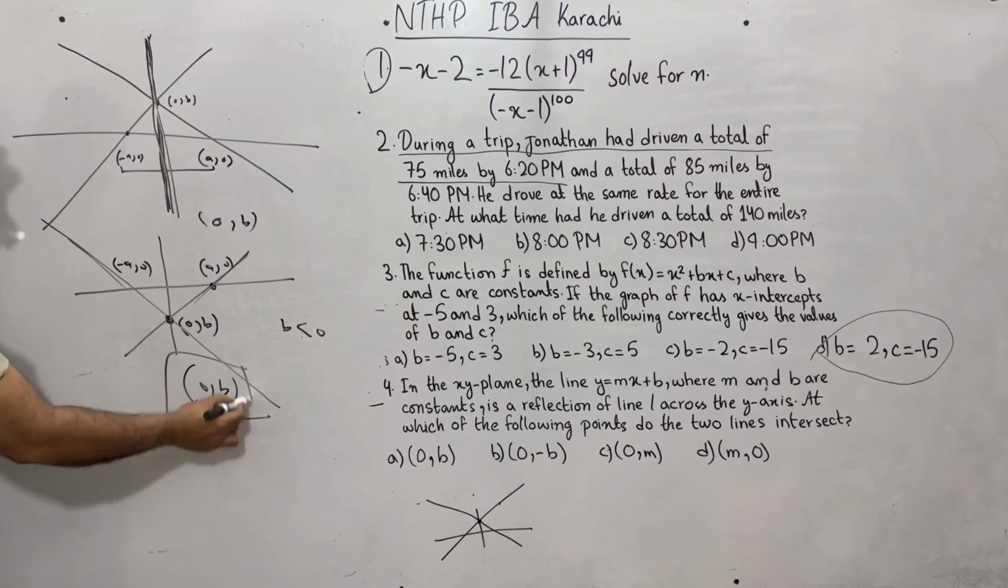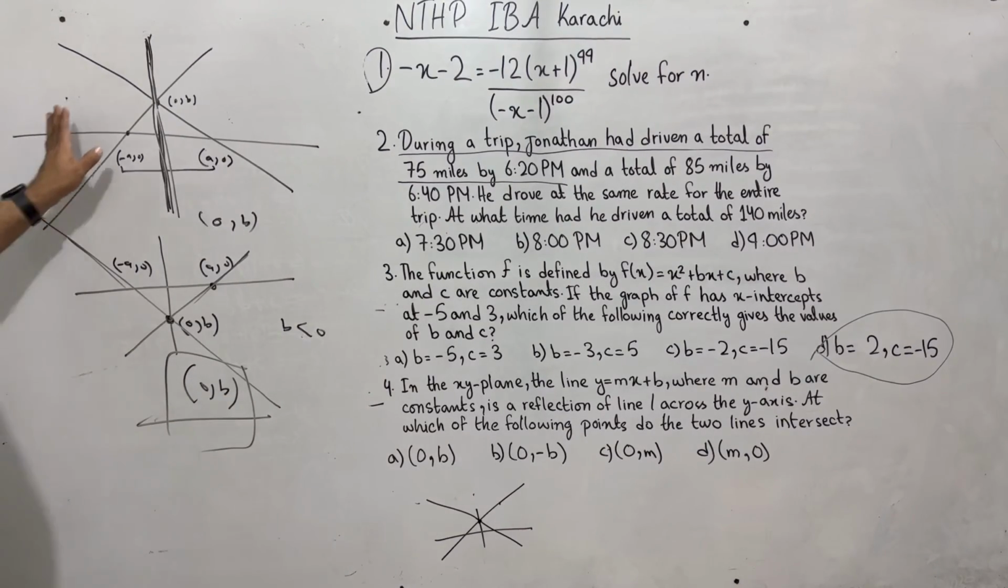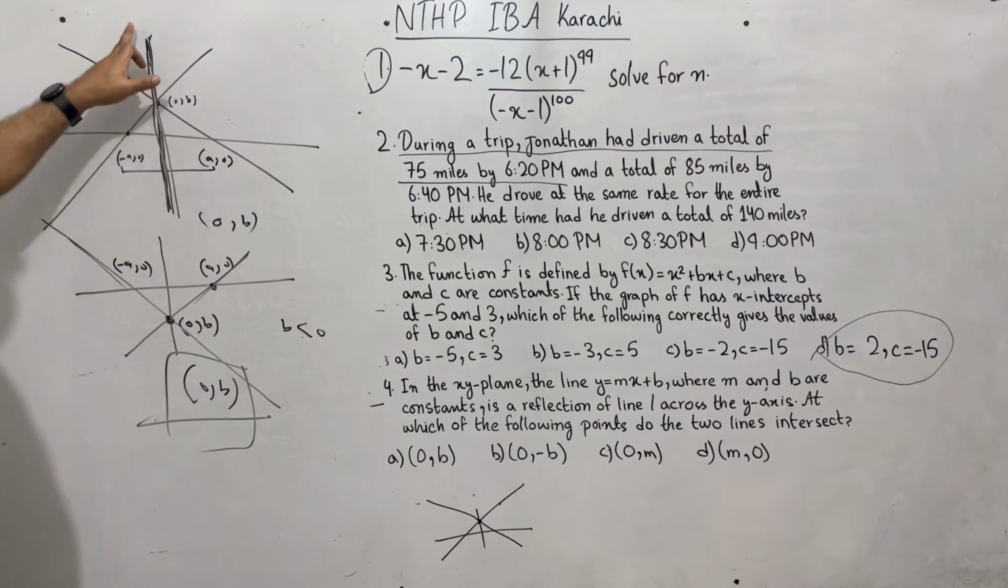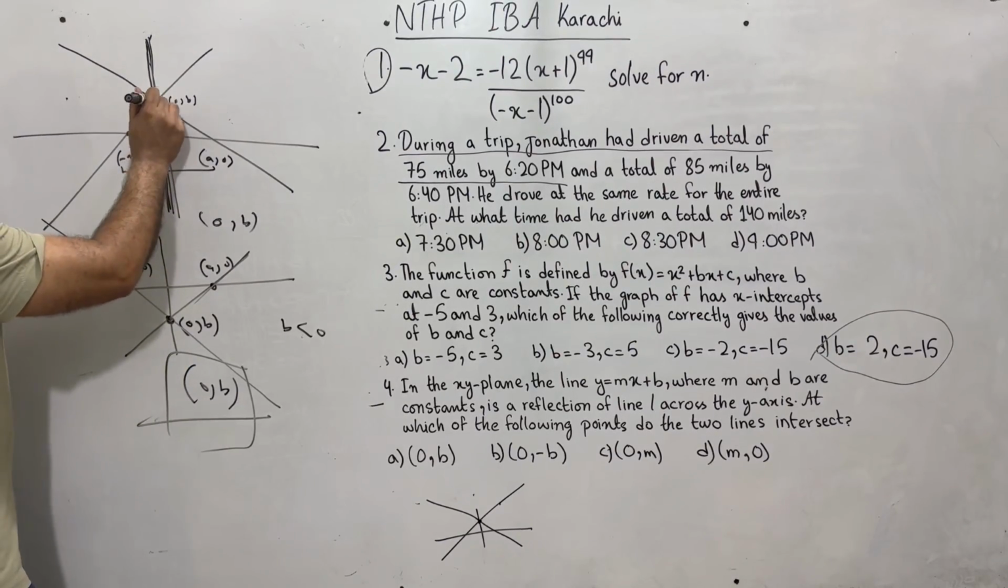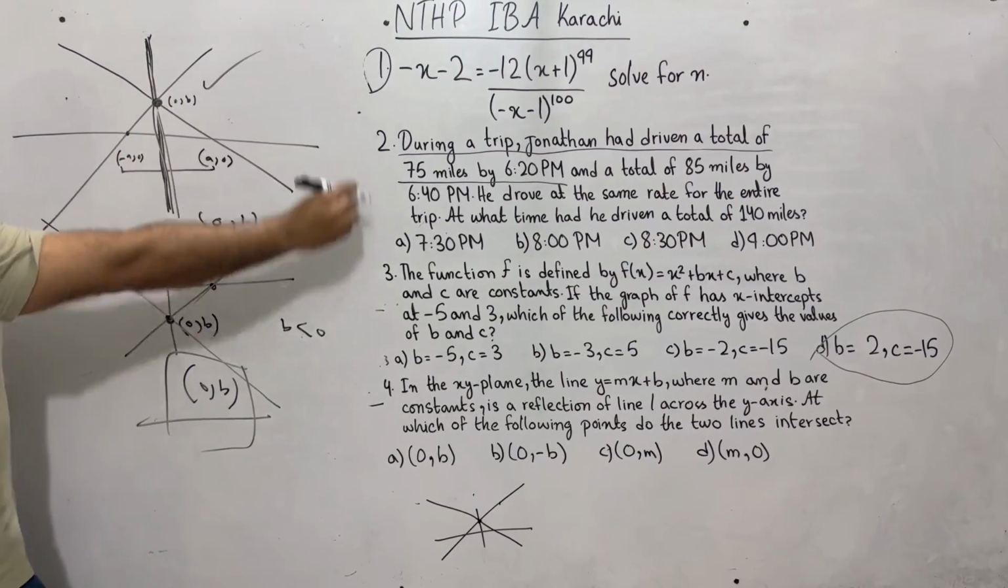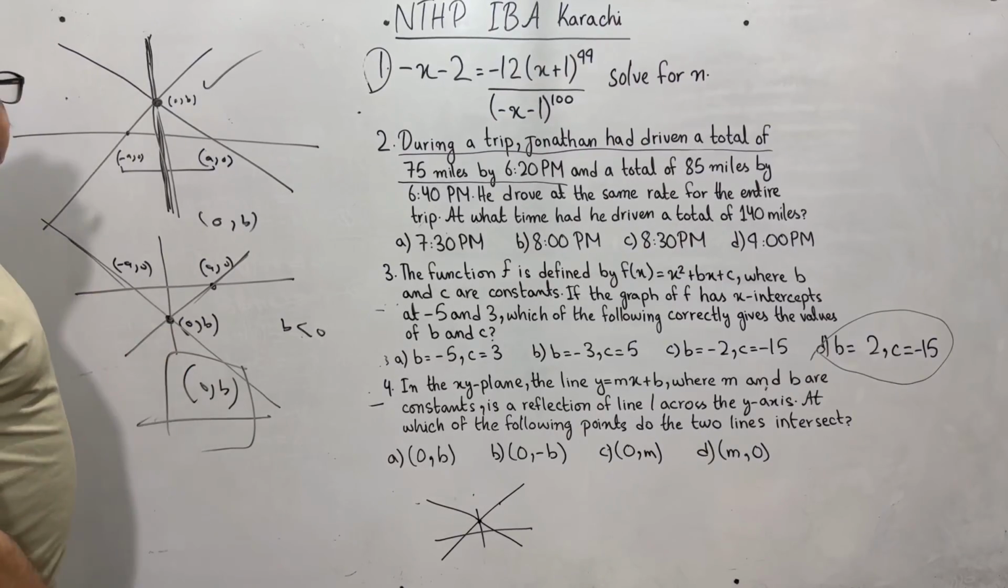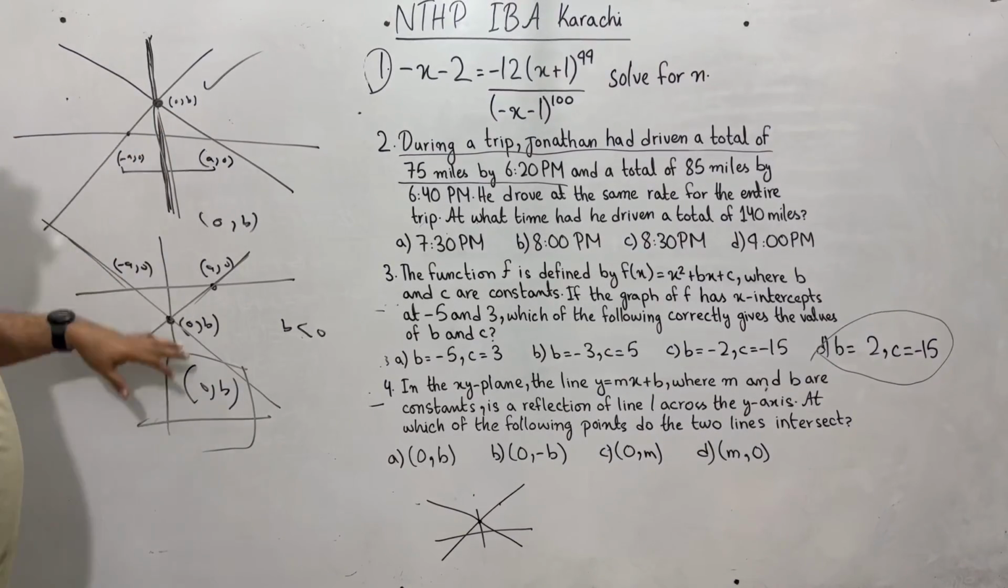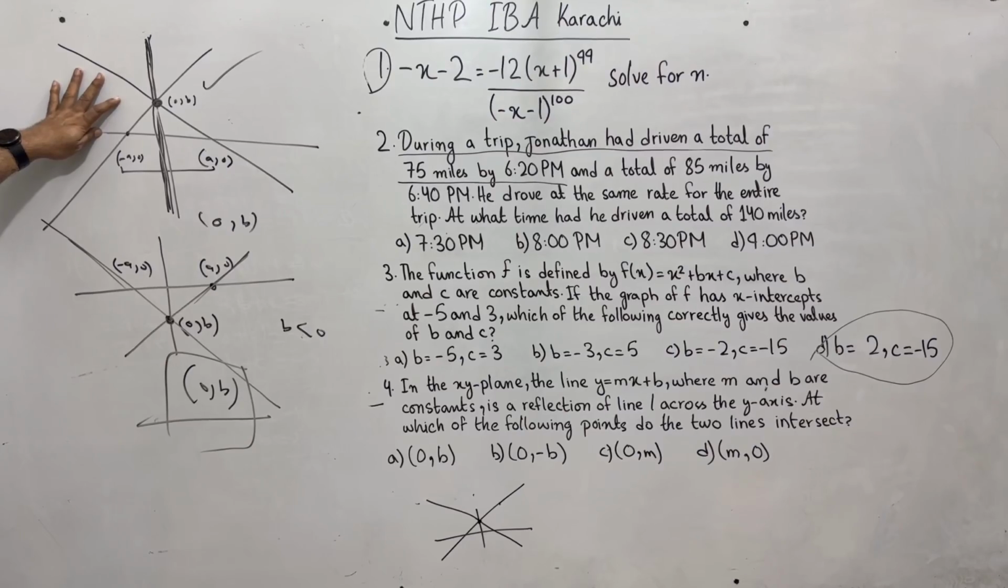So if one line is a reflection of another line in the y-axis, their meeting point, their point of intersection, is the y-intercept in both cases, whether they intersect on the positive y-axis or on the negative y-axis.